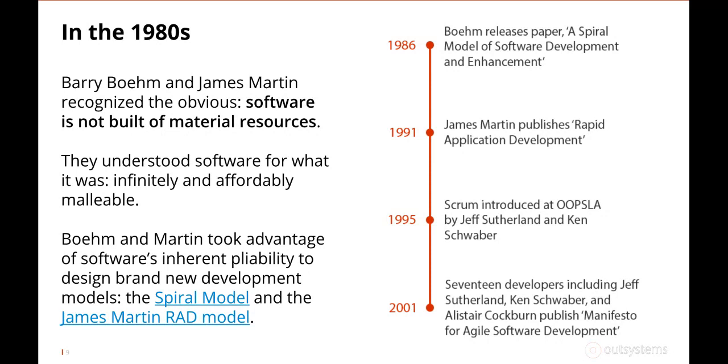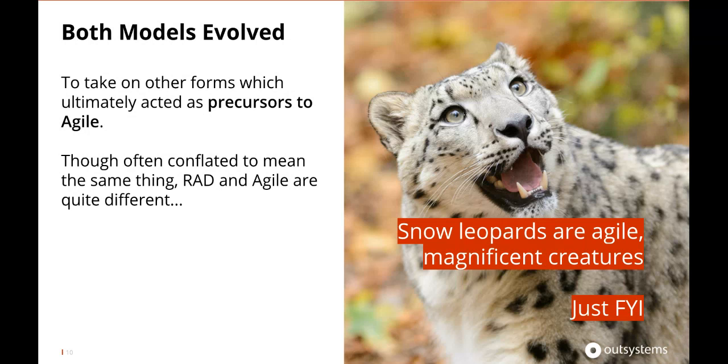So Barry Boehm is known for the spiral model, and James Martin has his own model that is synonymous with RAD and rapid application development. And you have a couple of history points here that lead through the development of RAD over time. So both of these models evolved, and ultimately, from the 80s until the 90s, they powered the idea behind Agile.